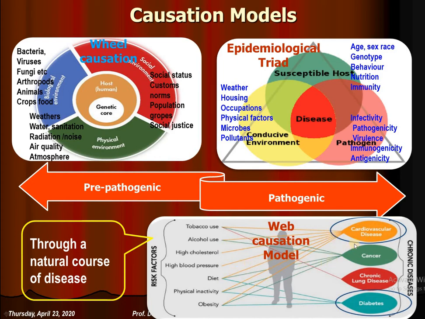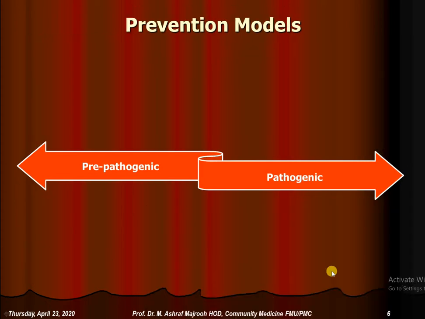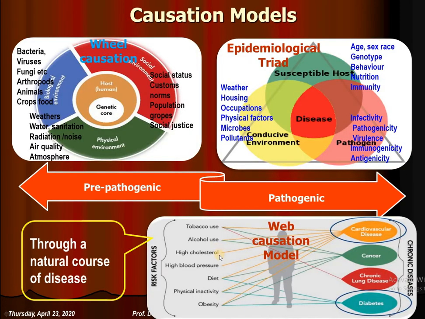High blood pressure is linked with cardiovascular diseases, cancer, and chronic lung diseases. And high cholesterol level, high blood pressure, and diet are linked with these chronic diseases at a time. Similarly, physical activity and obesity. So the web causation model explains most of the non-communicable diseases.